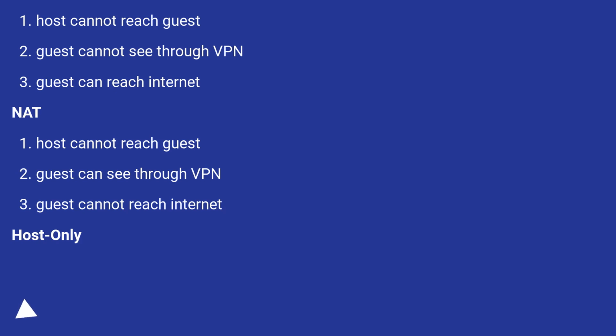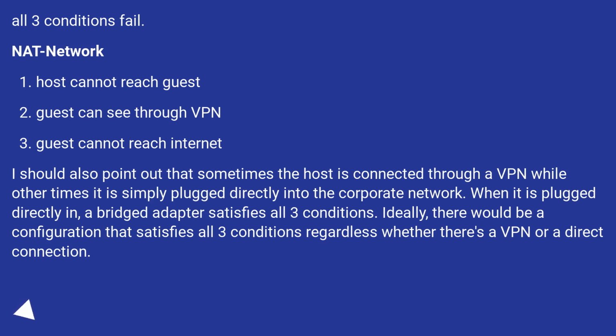Host only: all three conditions fail. NAT network: host cannot reach guest. Guest can see through VPN. Guest cannot reach internet. I should also point out that sometimes the host is connected through a VPN, while other times it is simply plugged directly into the corporate network. When it is plugged directly in, a bridged adapter satisfies all three conditions. Ideally, there would be a configuration that satisfies all three conditions regardless of whether there's a VPN or a direct connection.